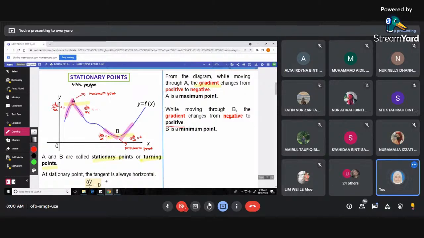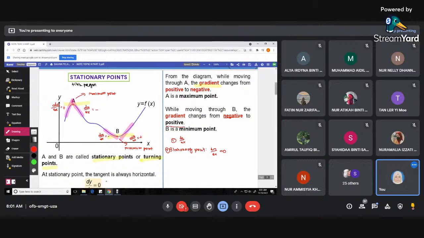So from last lecture, you already find stationary point. So how to find the stationary point? How to find the stationary point? First, you find dy/dx, right? So second, how to find the stationary point? Hello, you all. dy/dx equals to 0. Okay, dy/dx, that's equal to 0.